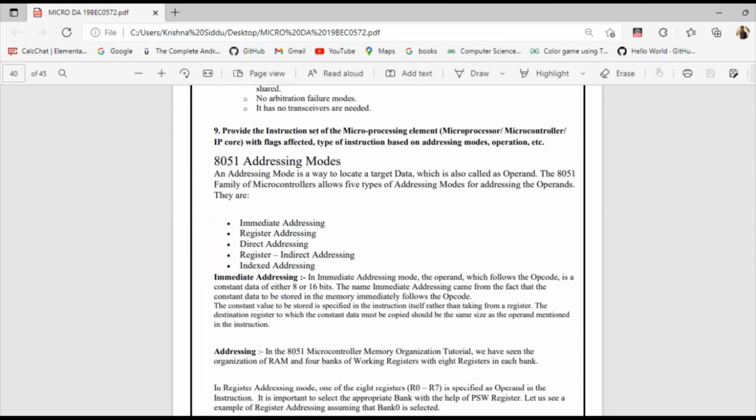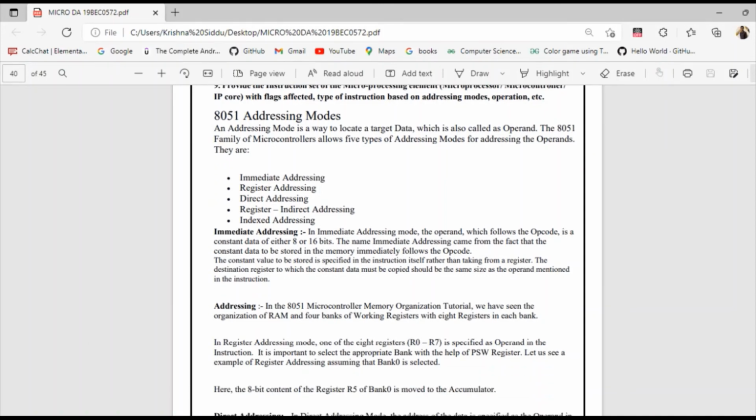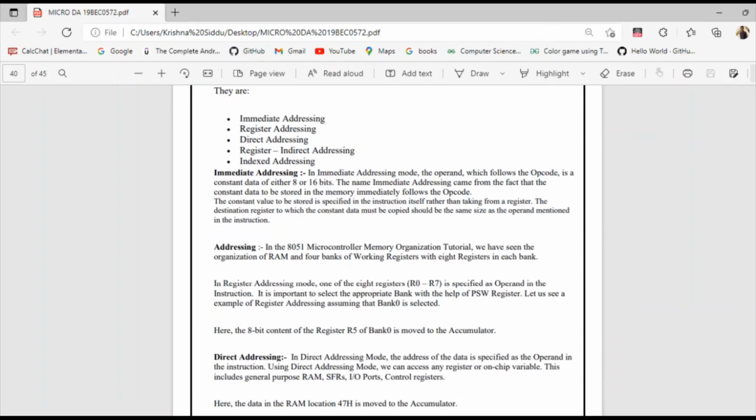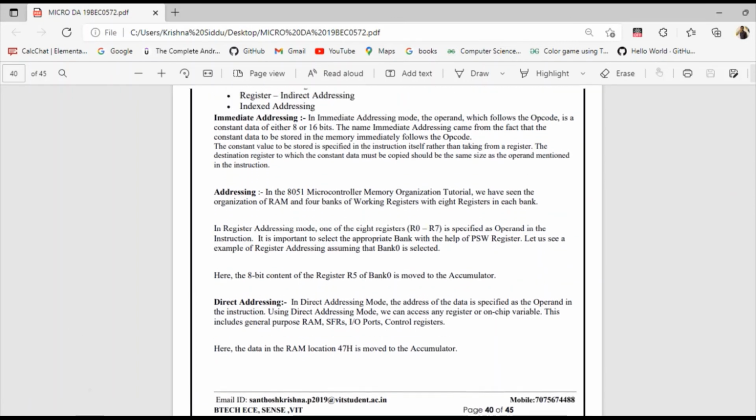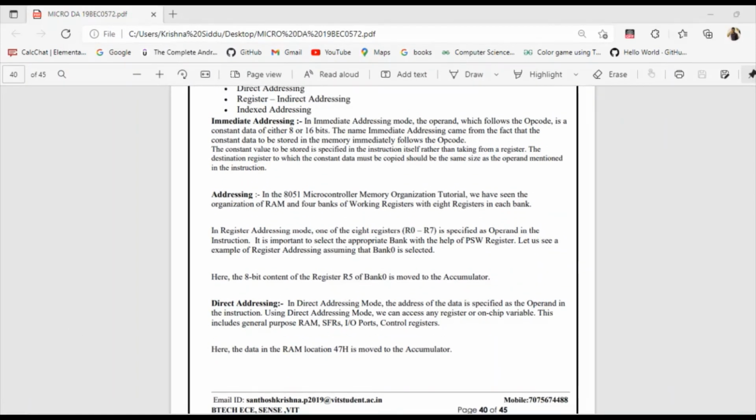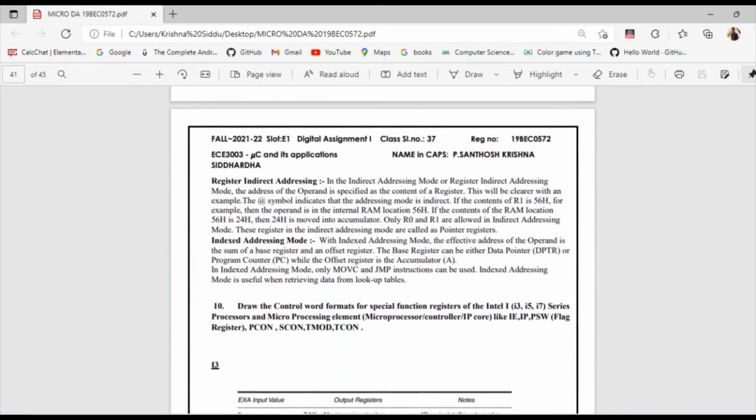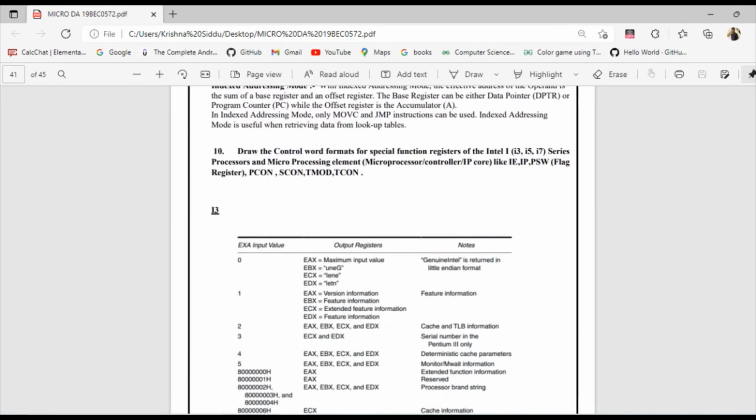Next, coming to our ninth question: provide the instruction set of the microprocessing element with flag effects. What type of instructions are based here? Our project is on the 8051 microcontroller. I have discussed what addressing modes we have used in this project. There are five addressing modes: immediate addressing, register addressing, direct addressing, register indirect addressing, and indexed addressing. We are going to discuss these one by one, first immediate addressing and direct addressing, then register indirect addressing, so everything is there.